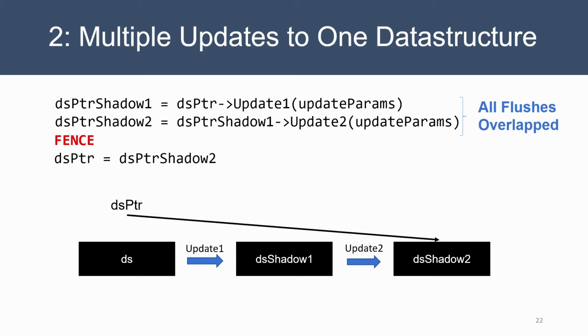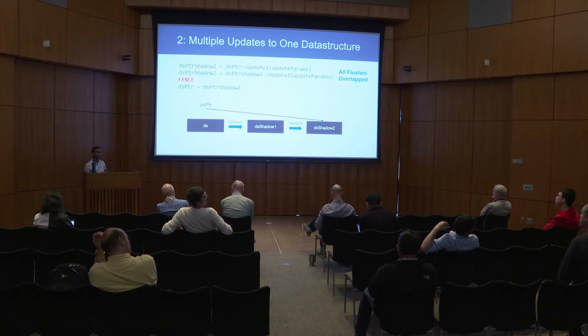Yeah, but isn't that much less efficient than applying both updates to DS shadow 1 and then simply exposing it? Why make a second shadow?